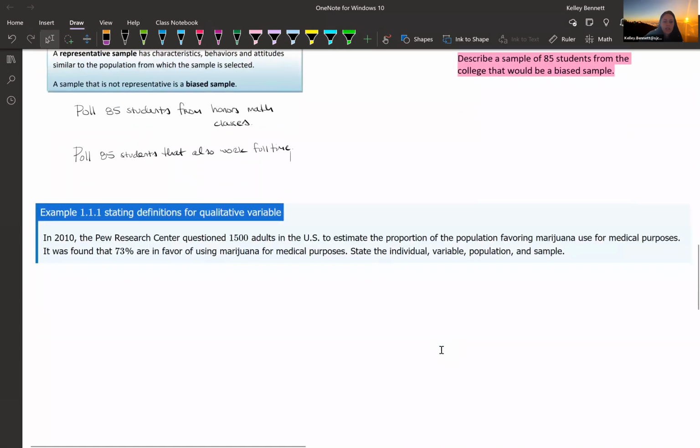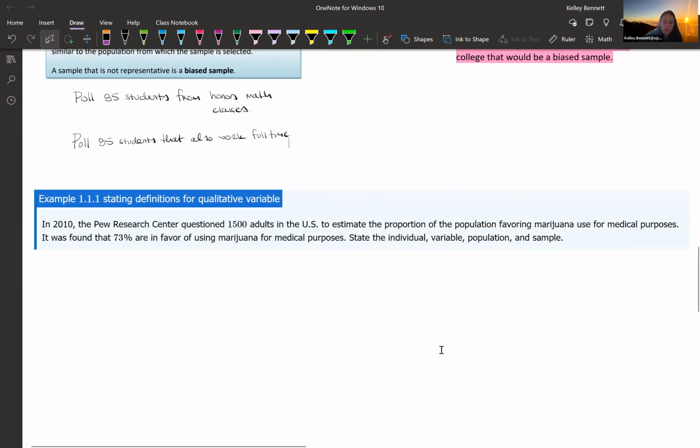All right, so let's go ahead and look at this next example. Now we're going to add an individual and variable. So example 11, in 2010, the Pew Research Center questioned 1,500 adults in the US to estimate the proportion of the population favoring marijuana use for medical purposes. It was found that 73% are in favor of using marijuana for medical purposes. And so now we want to state the individual, the variable, the population, and the sample.